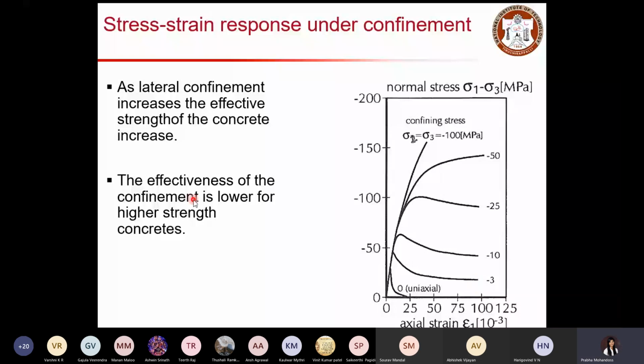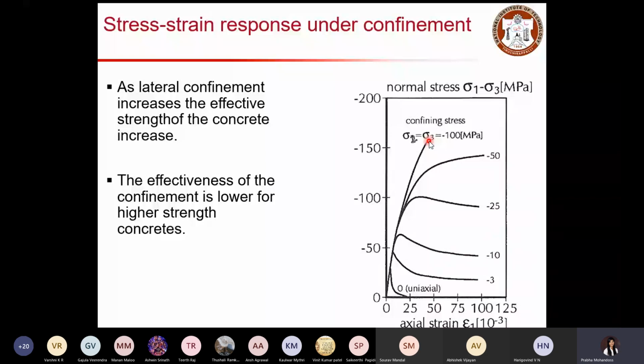And this effectiveness of confinement is lower for higher strength concrete. So you can see, this is low strength concrete and this is high strength concrete. For high strength concrete, this effectiveness will be less. Why? Because the concrete itself will be very stiff. So in that case, if you try to provide more confinement, that will not be effective, because the stiffened concrete will tend to fail in a more brittle manner. So even if you provide confinement, that will not be effective.